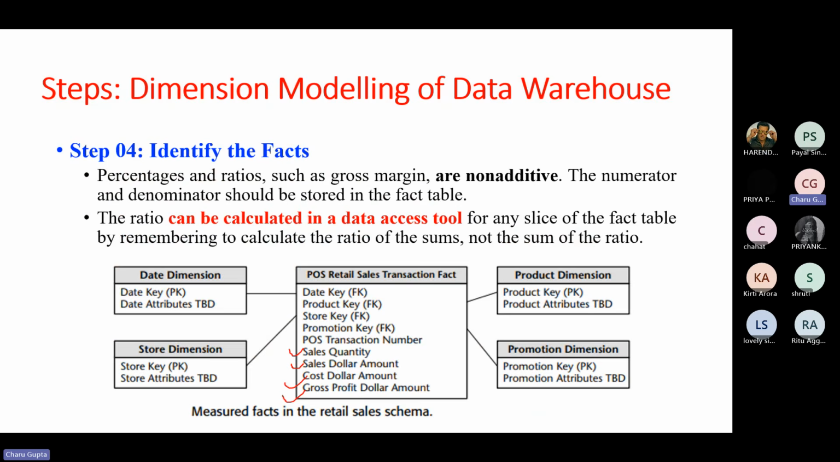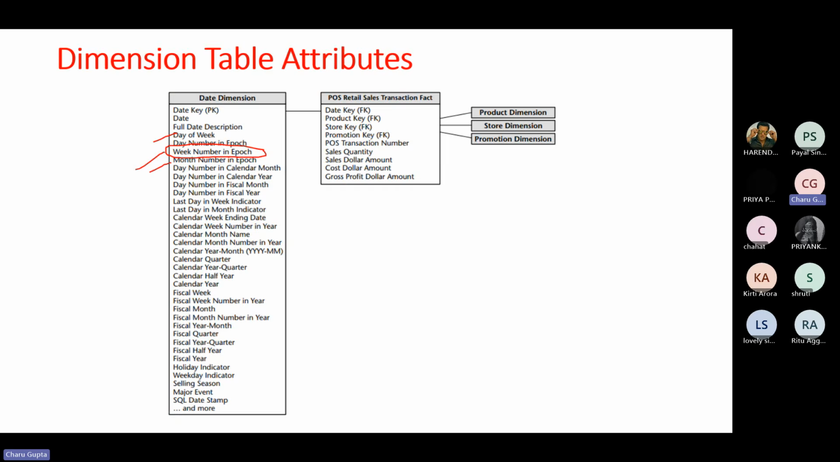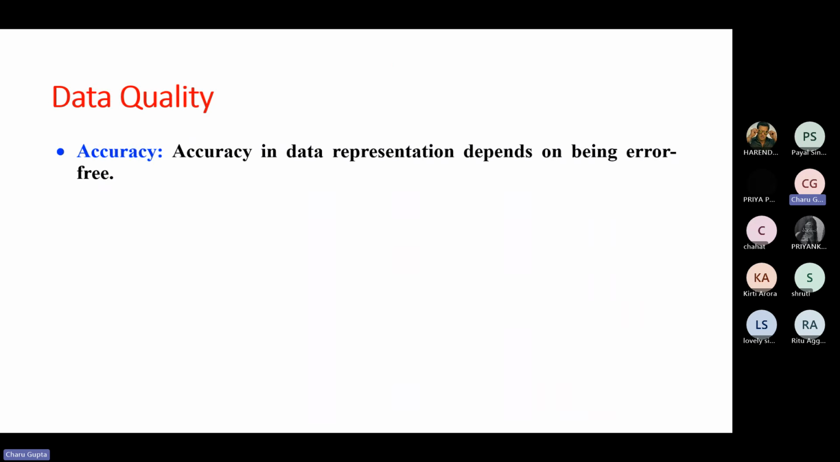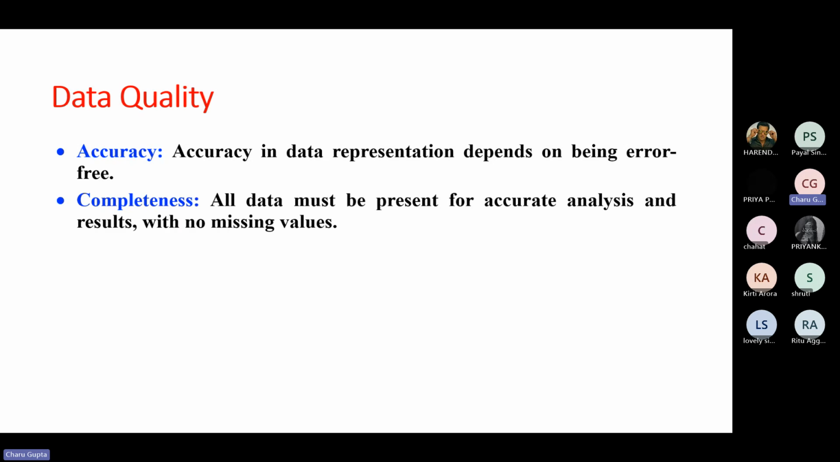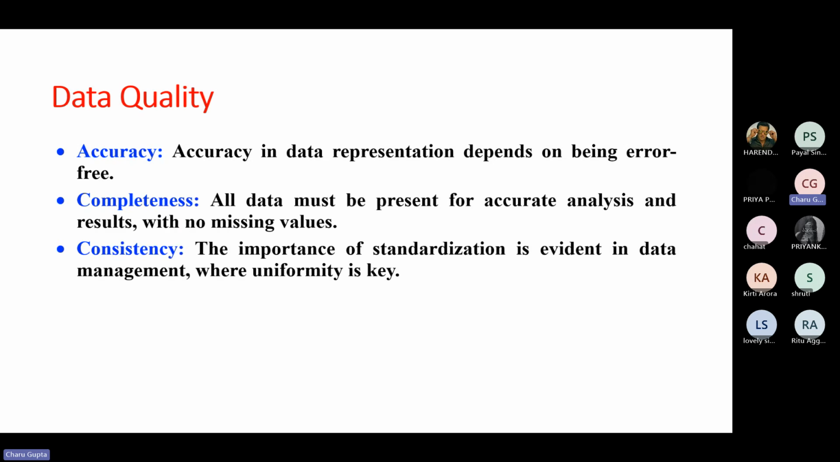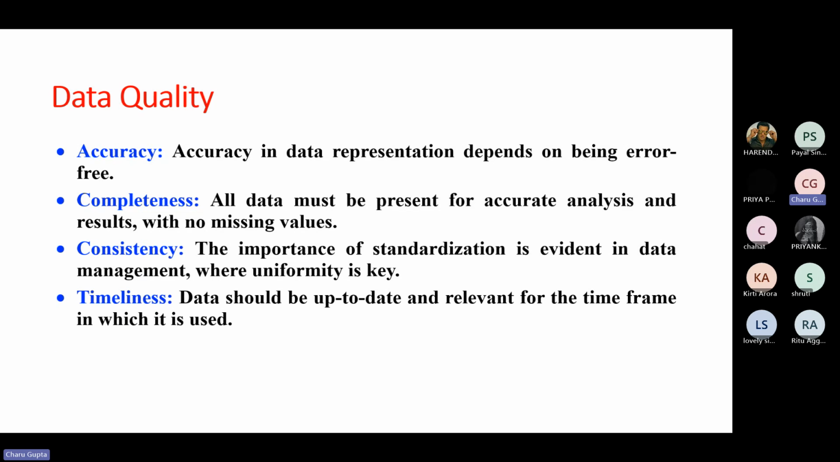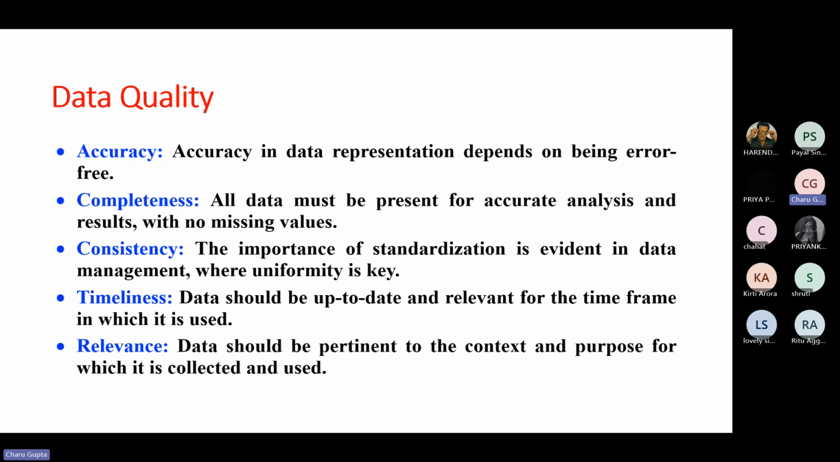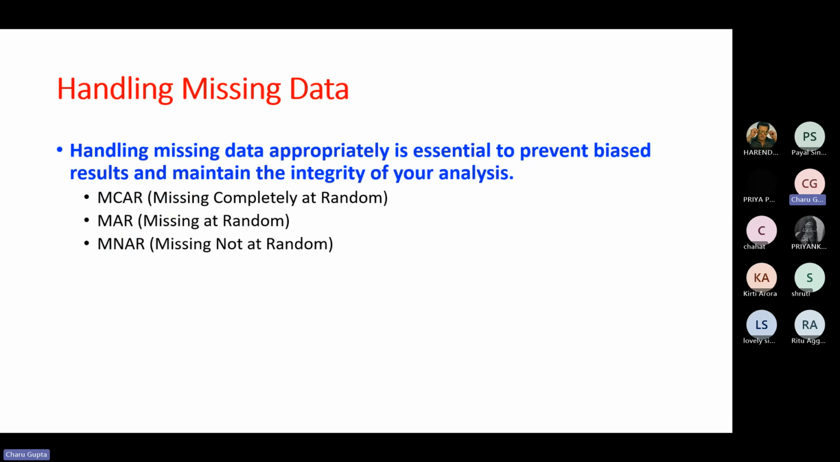So next is identifying the facts. Okay, then we will identify its facts. So these are just examples. And next is data quality. Now, when I am collecting the data, data is having certain data quality. Now, data quality: accuracy. What should be in the data? Accuracy should be there. Completeness, data has to be complete. Data has to be consistent, and its timeliness. And it has to be relevant.